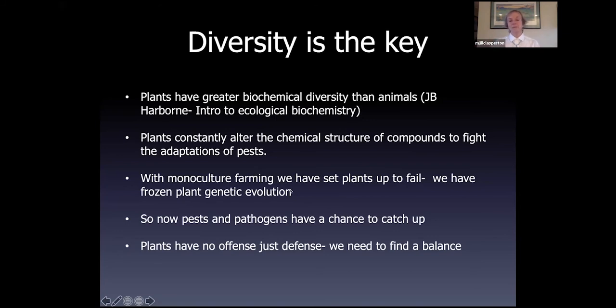Monoculture farming, really, we're set up to fail because we don't have this diversity of chemicals that can fight things. So we have to add the chemicals ourselves, whereas normally a plant would have much of the arsenal that it needs in order to fight. And like I said, plants then have no offense and they're always on the defense. And we need to find that balance. And we can do that by making sure plants have what they need at the beginning of the season.